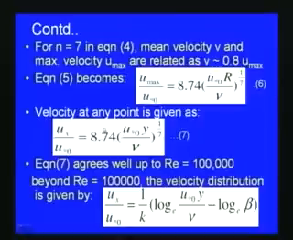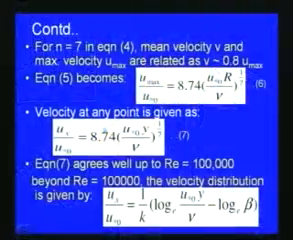max, then as shown in this slide, equation 5 becomes u max by u star o is equal to 8.74 into u star o into r by nu to the power 1 by 7. So, this is equation number 6 here as shown in this slide. Now you can see that, as I mentioned earlier, this is coming from the 1 by 7 power law.